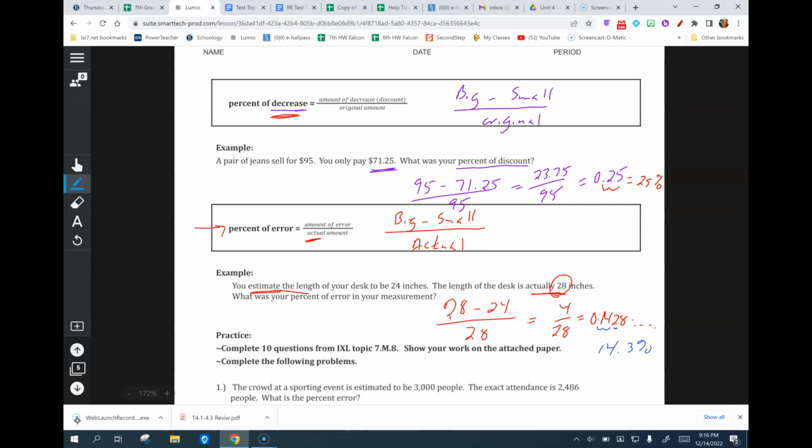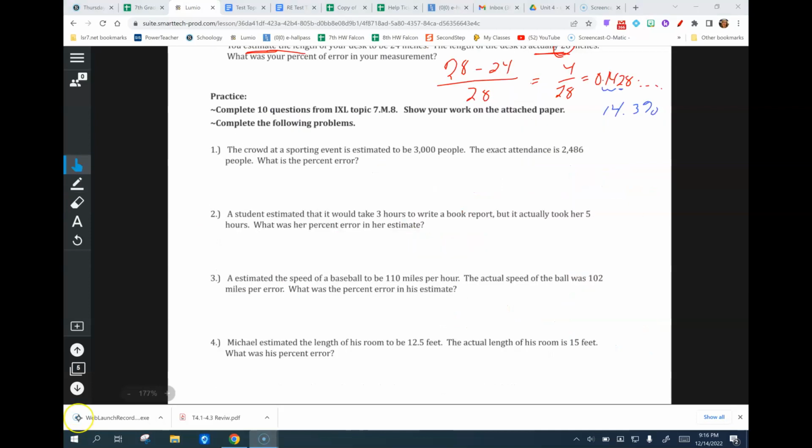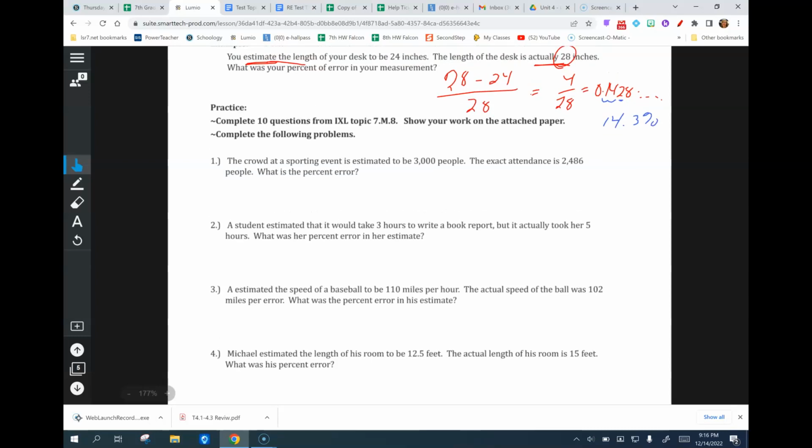Okay? Questions? Oh, wait. I'm not there with you, so if you have them, you might need to email. So as you can see, these are all kind of the same problems. It's all big minus small divided by either original or actual, depending on what you're finding.